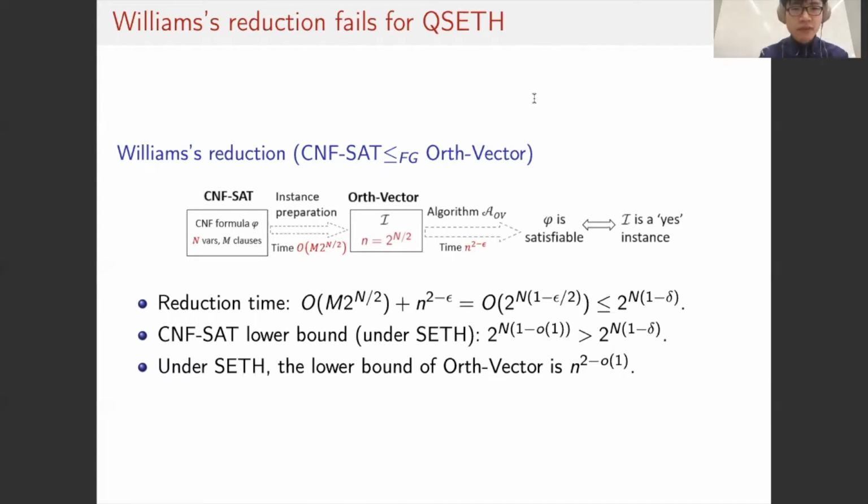We start from a CNF satisfiability formula phi, and the first step is instance preparation. We construct an instance of the orthogonal vector problem of size 2 to the n over 2, where n is the number of variables in the CNF formula phi. Then we use the algorithm for the orthogonal vector problem to solve this instance, such that phi is satisfiable if and only if the instance I is a yes instance. Now we can see that the reduction time is less than the CNF SAT lower bound based on strong exponential time hypothesis. Then we can claim that under SETH, the lower bound of the orthogonal vector problem is n to the 2 minus little o(1).